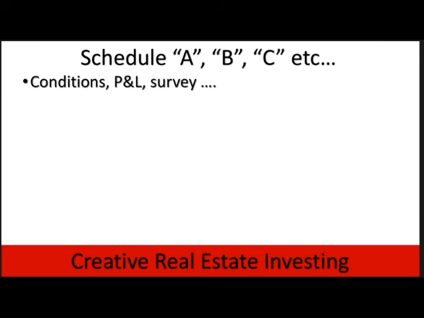If you want to include the profit and loss statements for the property, any surveys, environmental studies, these can all be included as Schedules B, C, D, etc. There's no real limit for it. Now, in your Schedule A, or for the conditions, there's 4 main conditions that you're going to want to have. It's not restricted to these, but these are the 4 main ones.